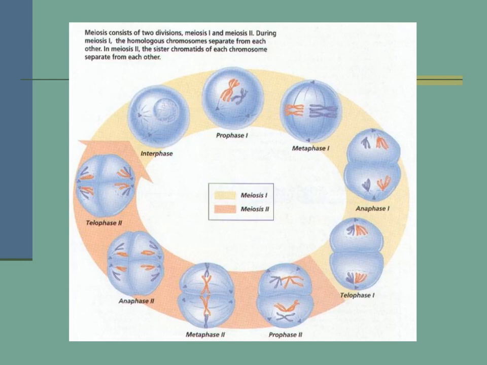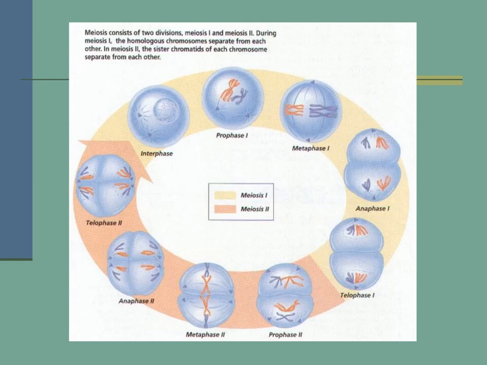Moving to metaphase 1, the tetrads line up randomly at the middle of the cell. The spindle fibers from one pole attach to the centromere of one of the chromosomes. The spindle fibers from the other pole attach to the other chromosome. So here we have the chromosomes being attached. They will not be separated.